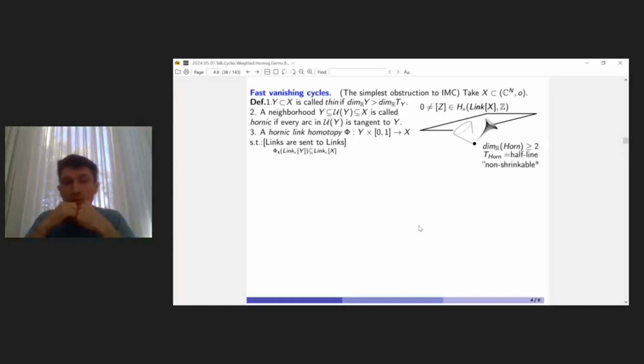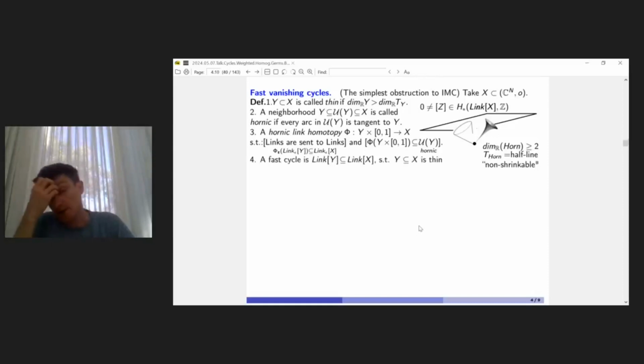So we speak about homotopy. The hornic link homotopy of a subgerm is an ordinary homotopy such that all the links are preserved. Links are sent to links. The distance to the origin is preserved. And moreover, all this homotopy occurs inside the hornic neighborhood. So we do not change the subgerm too much, we do not perturb its tangent cone, let's say so. So this is the hornic link homotopy.